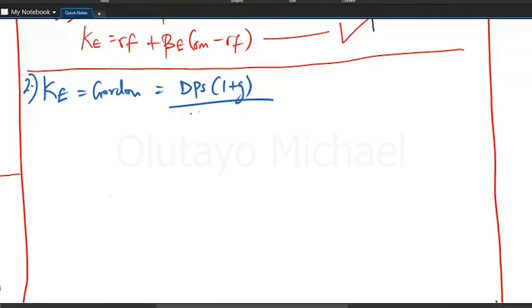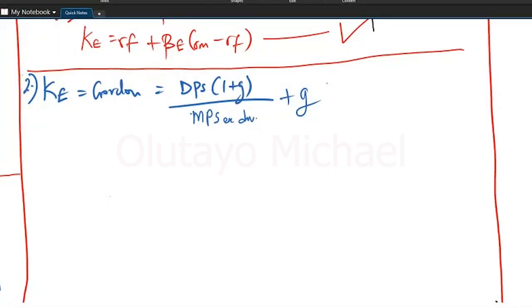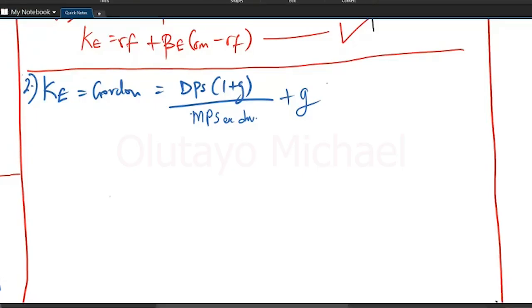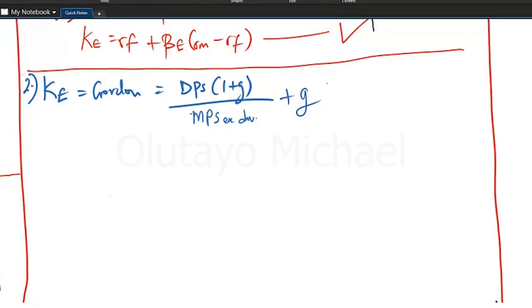Now we have market price per share ex dividend, and then plus g. Now we have market price per share cum dividend and we have market price per share ex dividend. What is the difference? When we say cum dividend, it means cumulative dividend, which means that the dividend of that year has not been paid, and so it is inclusive in the market price per share.